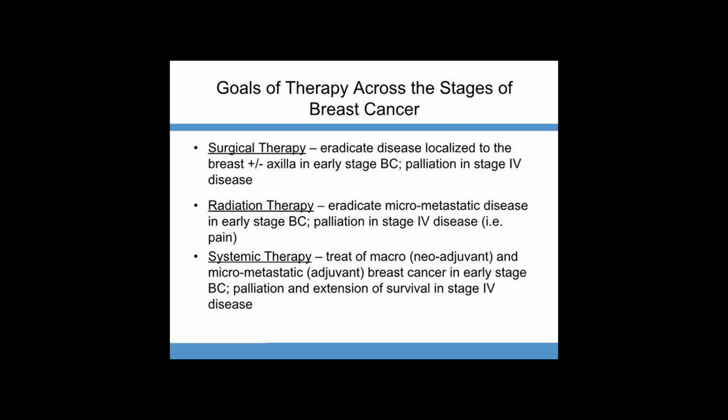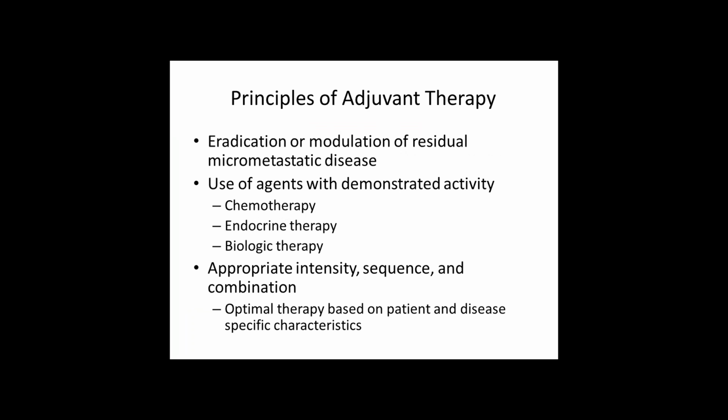Radiation therapy is used to eradicate micrometastatic disease in early stage breast cancer, and also serves a great palliative role in stage 4 disease. And we use systemic therapy, which is the treatment of macroscopic disease in the neoadjuvant setting, or micrometastatic disease in the adjuvant setting in early stage breast cancer. And we use systemic therapy to palliate and extend survival in stage 4 disease.